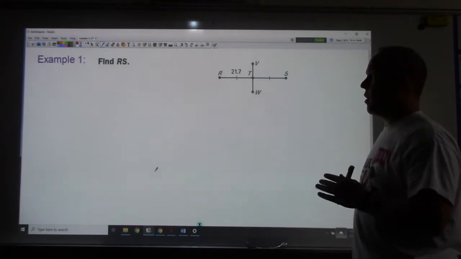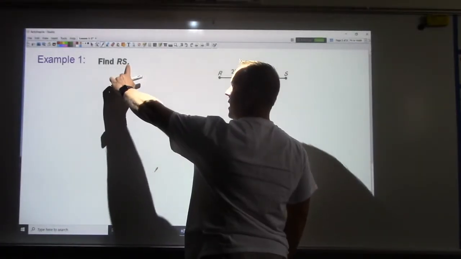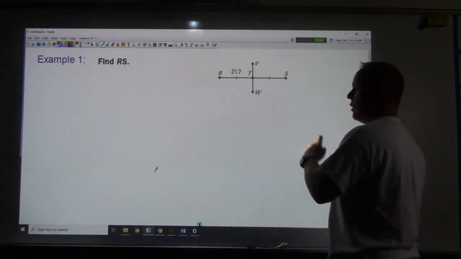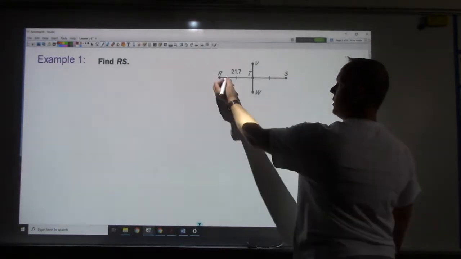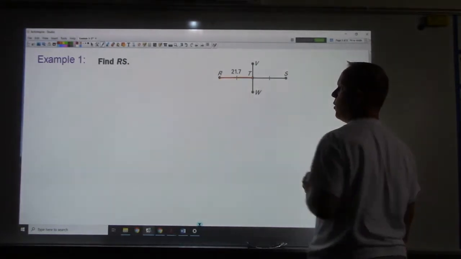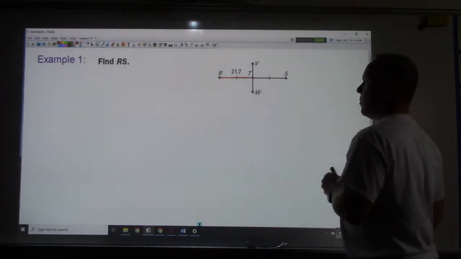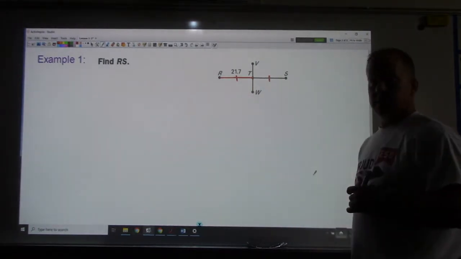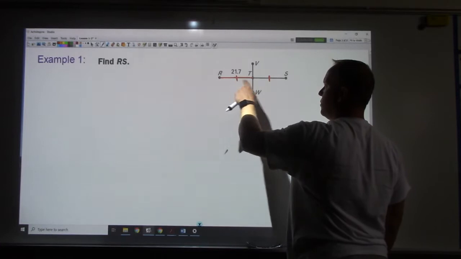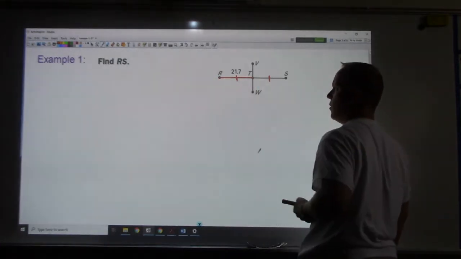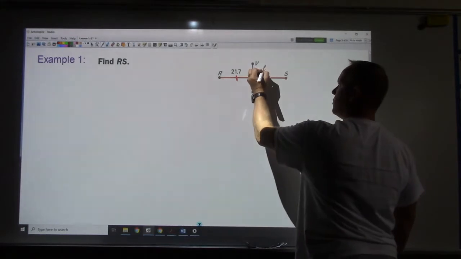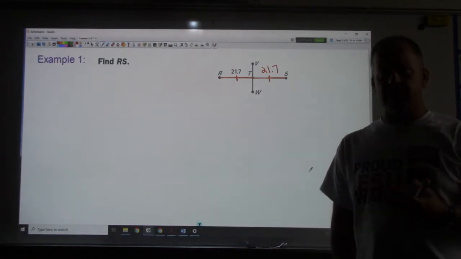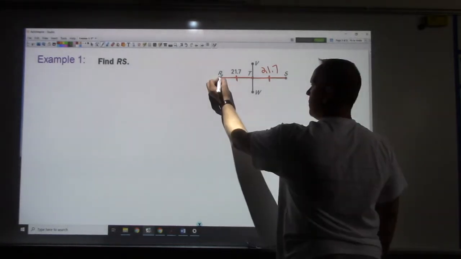Okay, example 1. They want us to find the length of RS. Remember, if I have two capital letters with no symbol above it, that means the length of segment RS. Looking at my picture, I have some information already given to me. RT is 21.7. Also on my diagram, there's a tick mark here and a tick mark here. Remember, the tick marks mean these two segments are congruent. So if RT is 21.7, TS is also 21.7. They didn't ask for the length of TS, they asked for the length of RS. They want the whole thing.